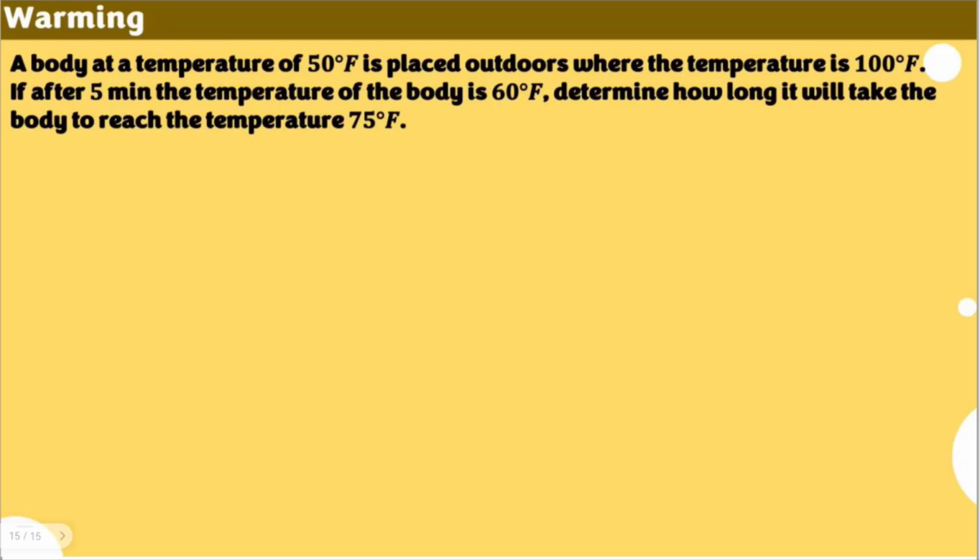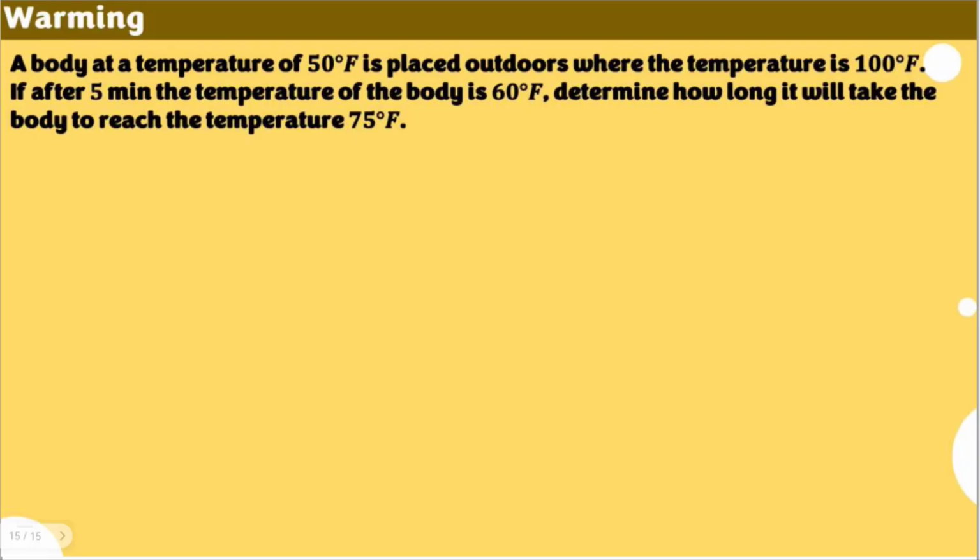This next example is about one of the applications of differential equations, specifically on Newton's law of warming an object. We have here a body at a temperature of 50 degrees Fahrenheit placed outdoors where the temperature is 100 degrees Fahrenheit. If after 5 minutes the temperature of the body is 60 degrees Fahrenheit, you can obviously see that the temperature of the object increases, so obviously it's warming. Determine how long it will take the body to reach the temperature of 75 degrees Fahrenheit.